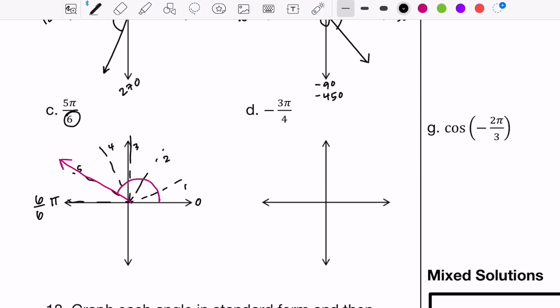Negative 3 pi over 4. Again, 0, negative pi, and this is 4/4. So I need to cut the bottom half of the graph into fourths, which means that they're in the middle. This is -1, -2, -3, slice -4. And then I'm going to go to the third one because the numerator is -3.